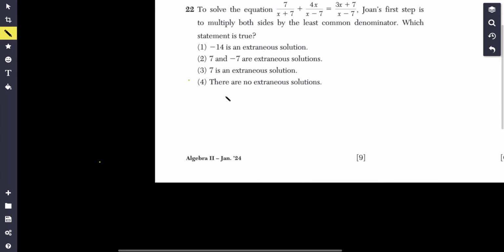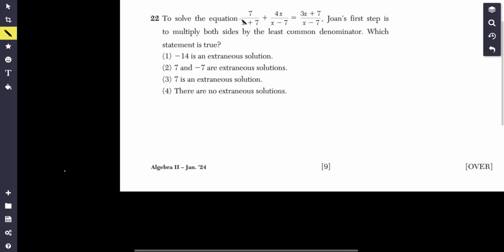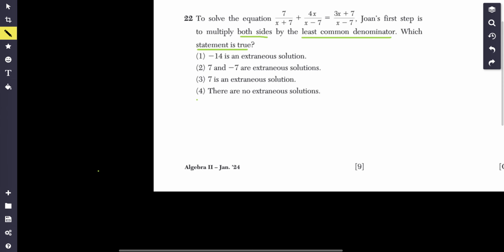All right. Final question. To solve the equation, Jones' first step is to multiply both sides by the least common denominator. Which statement is true? This is an extraneous solution, these are extraneous solutions, or there are no extraneous solutions. Remember, extraneous solutions are basically fake solutions that occur when you're trying to solve this problem.